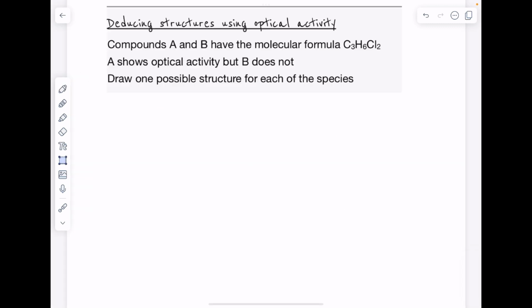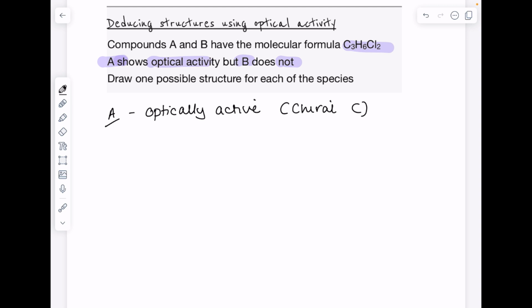So how might you be asked about this in the exam? Well, you could be asked to deduce structures using optical activity. So here we have compounds A and B with this molecular formula. We know that A shows optical activity, B does not. Draw one possible structure for each of the species. So we'll start with A, which we know is optically active, which means it has by definition a chiral carbon with 4 different groups attached.